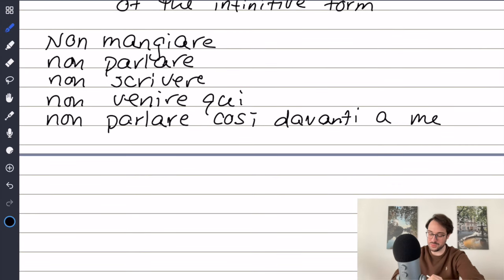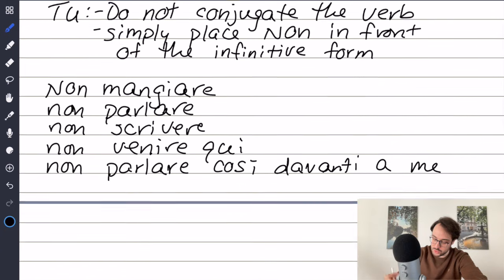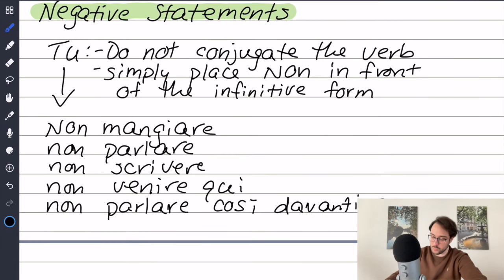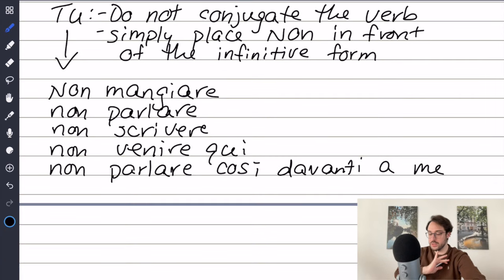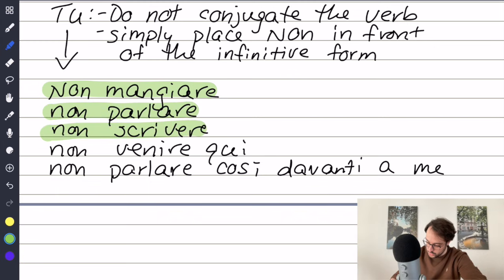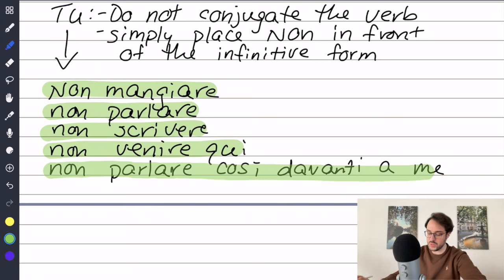Okay? Don't speak this way in front of me. This is all for tu. All of these, for tu, you do not conjugate the verb. So don't eat is this one here. Don't eat. Don't speak. Don't write. Don't come here. Don't talk like that in front of me. Don't speak that way in front of me. Okay? So it doesn't matter if the verb ends in are, ere, ire.